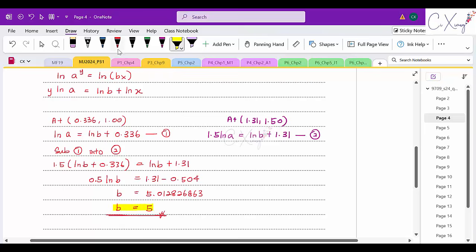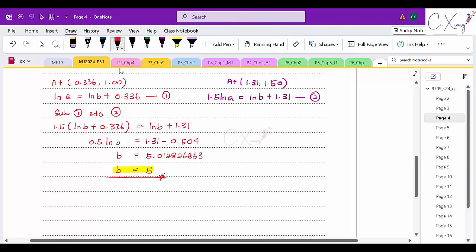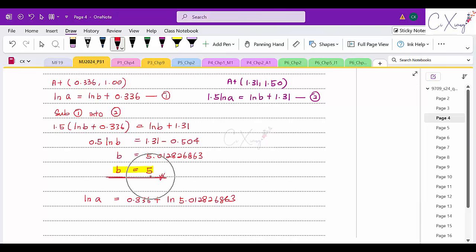Okay, then after that, we have to substitute the value of b. Go back to either equation 1 or 2 to get the value of a. So ln a is equal to 0.336 plus ln b. Please take note, when you want to substitute the value for ln b, please make sure that you put in the original value, the long value. So you can see that I substitute the value of b, which is the longer one. You shouldn't substitute the shortened answer.